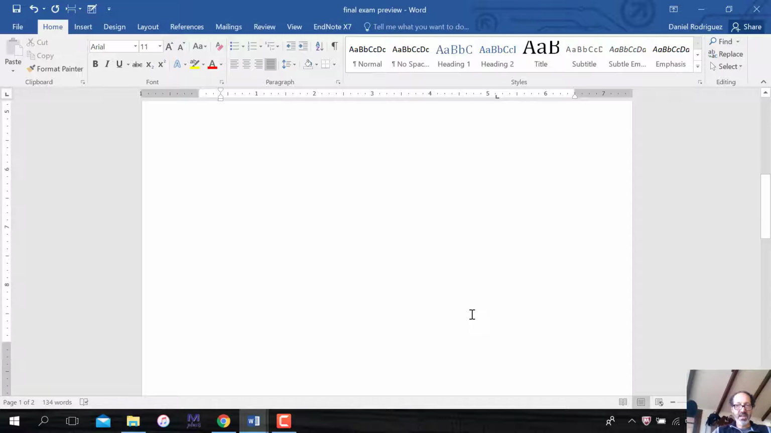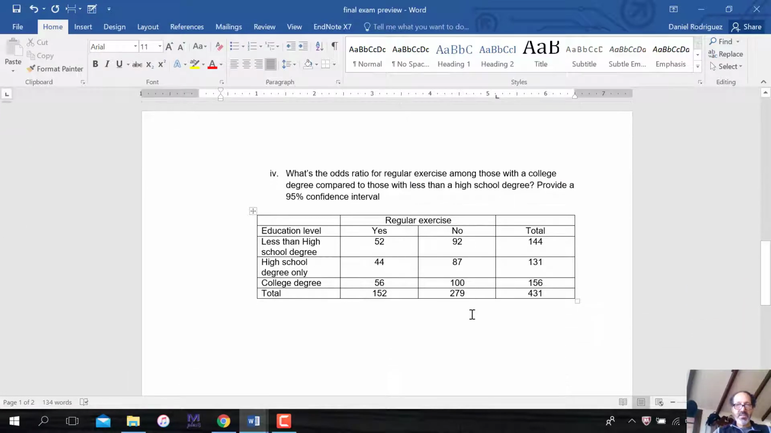So let's take a look at our table. We want to know if there's a significant relation. We also want to know what the odds are. What's the odds ratio for regular exercise among those with a college degree compared to those with less than a high school degree? Math and statistics is filled with word problems. These are all word problems, the things that people hated when they were in high school. And to provide a 95% confidence interval. Okay, so here's our table.